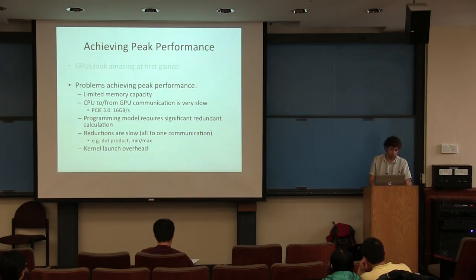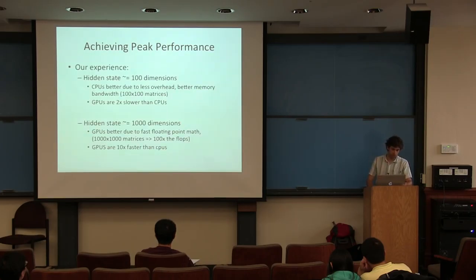Right, so reductions are slow. These are all-to-one communications, so dot products or minimums or maximums over vectors, as well as the kernel launch. The kernel is just a term for a small bit of code you send to the GPU with a bunch of data to run. And typically you would initiate kernels from your CPU code.